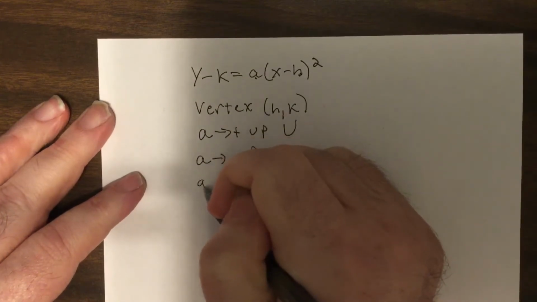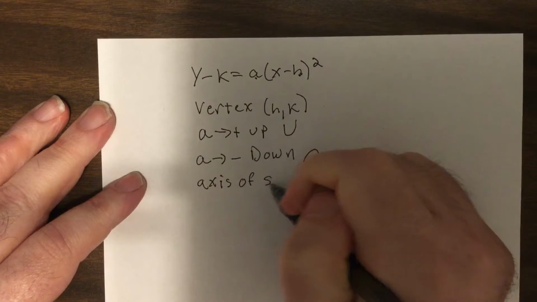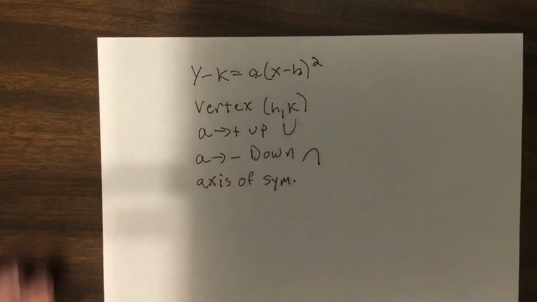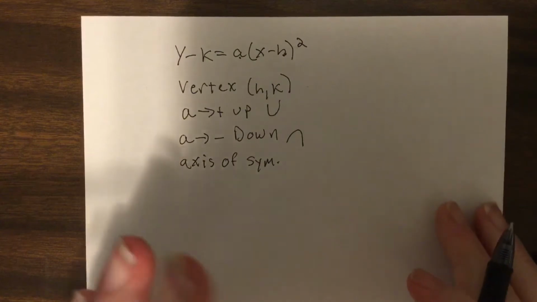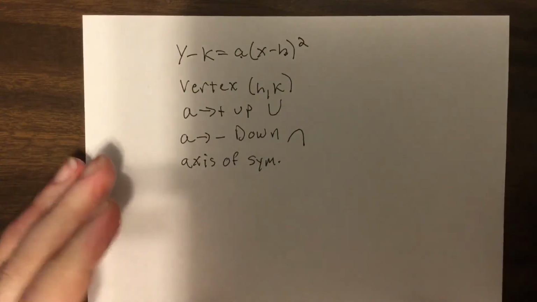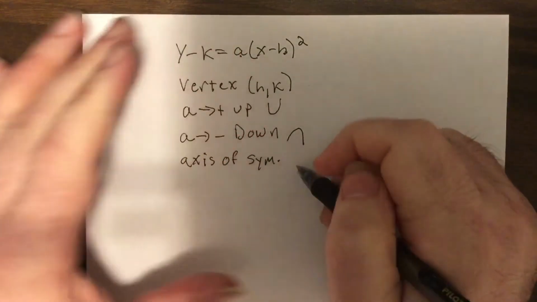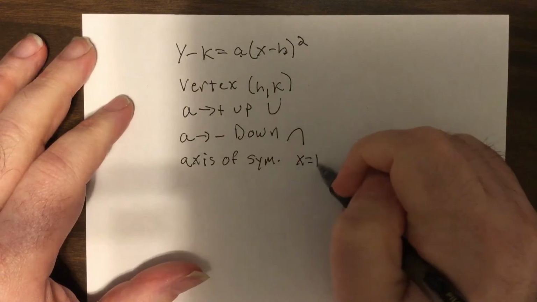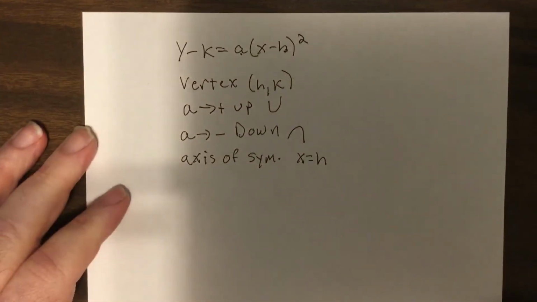Then we have something called an axis of symmetry. I'll abbreviate it for time, and that's a line that divides the parabola into two equal parts. So if there's a point 1 unit to the right, there has to be a point 1 unit to the left of it. And we're going to only do parabolas that open up or down. So the axis is x equals h. Remember, x equals is a vertical line.